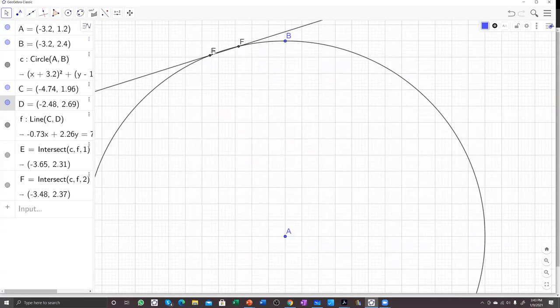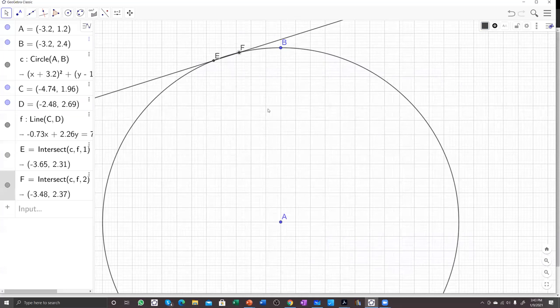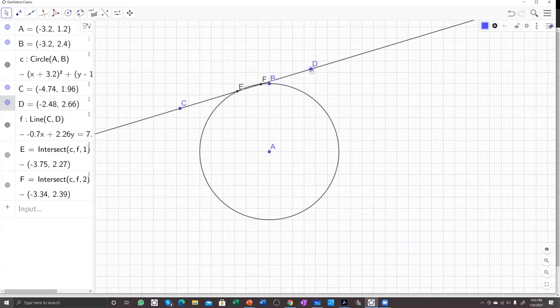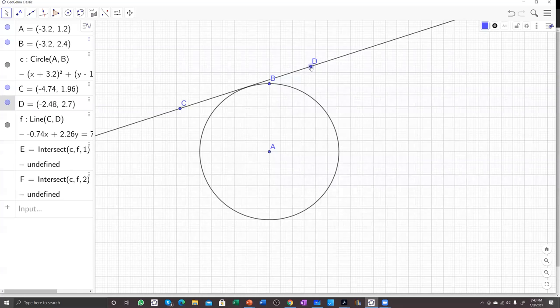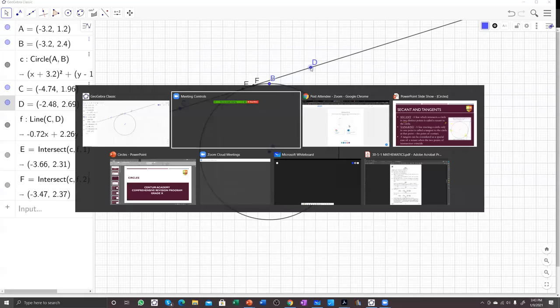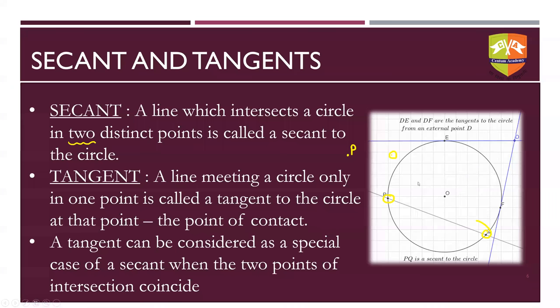There is some gap between the circle and the point. So this is a secant, and this is a tangent. Tangent is nothing but the limiting case. When the two points merge together, they become tangent to the circle, right? So how many tangents now? This is the question. The tangent can be considered as a special case of a secant when the two points of intersection coincide.